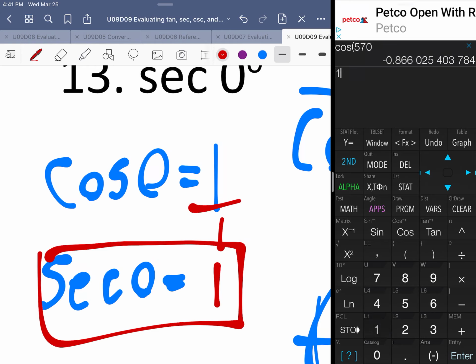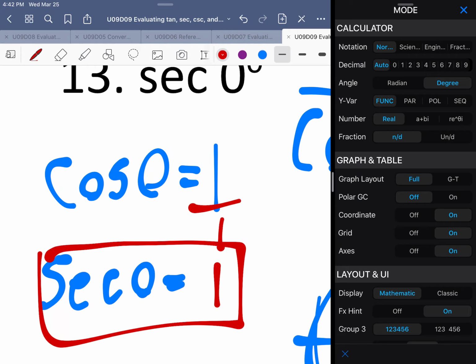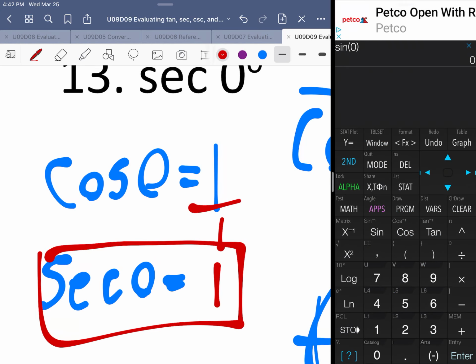On a calculator, that would be 1 divided by cosine of 1. And that's weird, it gave me something strange. 1 divided by cosine of 1. Wow. Is my calculator in the correct mode? It's in degree mode. Not sure why that's happening. It's a strange scenario that came up there. Cosine of 0. Oh, I did 1. Cosine of 0 is 1. 1 over cosine of 0 should also equal 1.